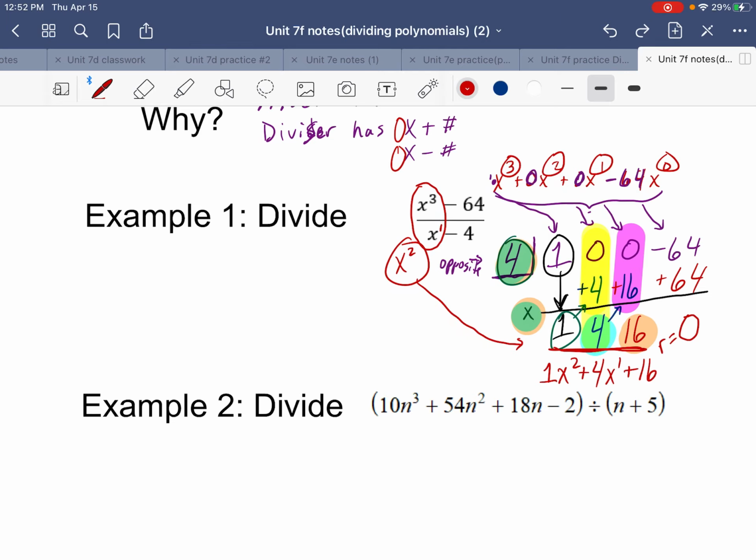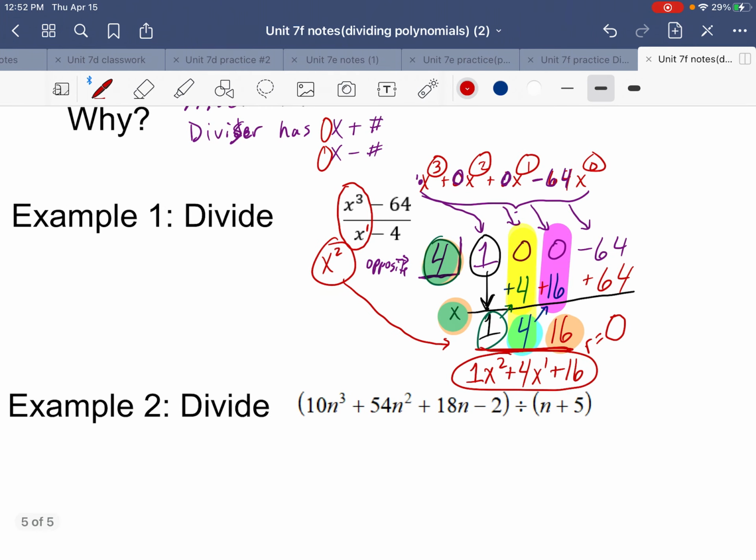And then it has a remainder of 0. So your answer is right here. We could actually simplify this a little bit further and just type 1 times x squared is x squared plus 4x. You don't need to the first, and plus 16. That's going to be your final answer. That is what you're dividing there.